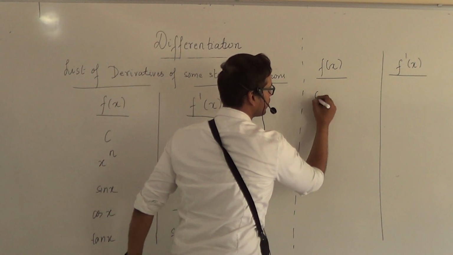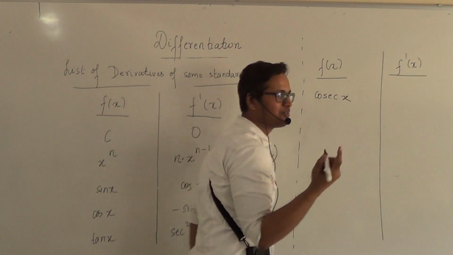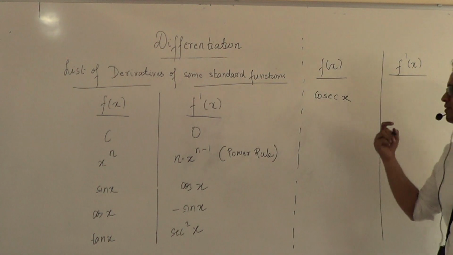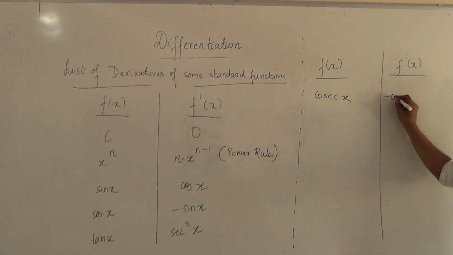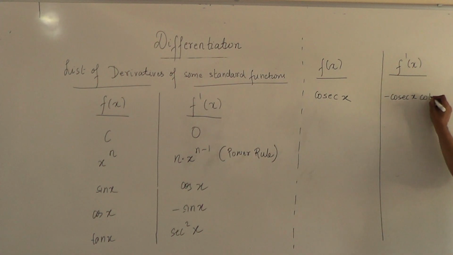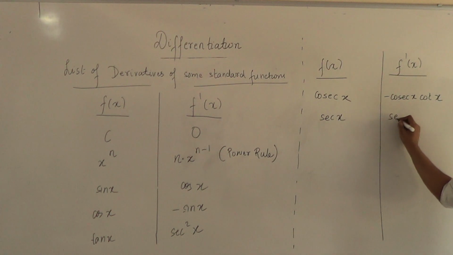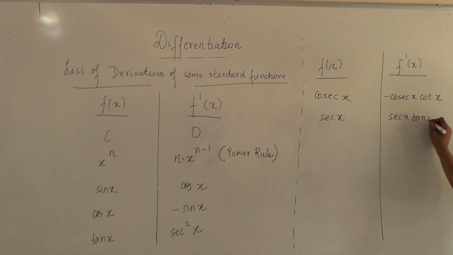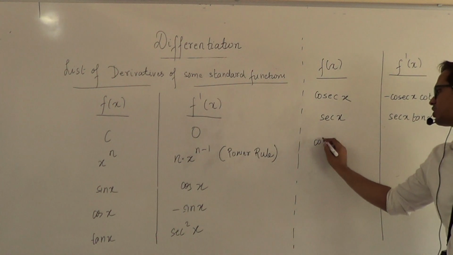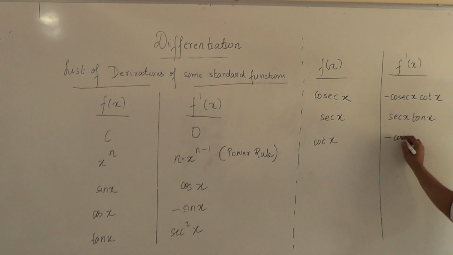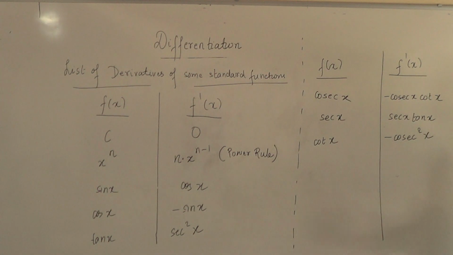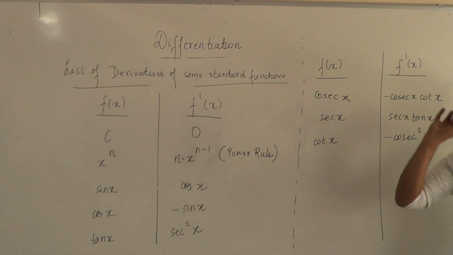Have you heard of the function cosec x? Oh, of course, you have heard of the 6 trigonometric ratios. One of them is cosec x. Cosec x derivative is minus cosec x cot x. Next, sec x derivative is sec x tan x. Next, cot x, it's minus cosecant square x. Please note this down, and you have to remember this as well. Initially, later on you will realize that you know them on your fingertips.